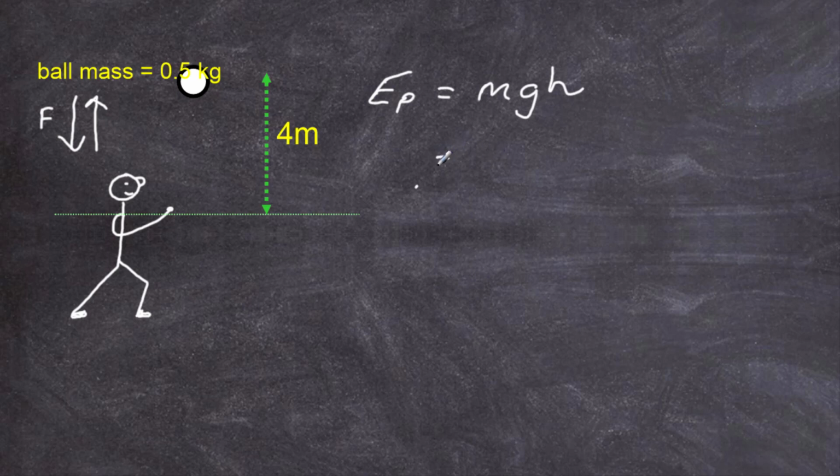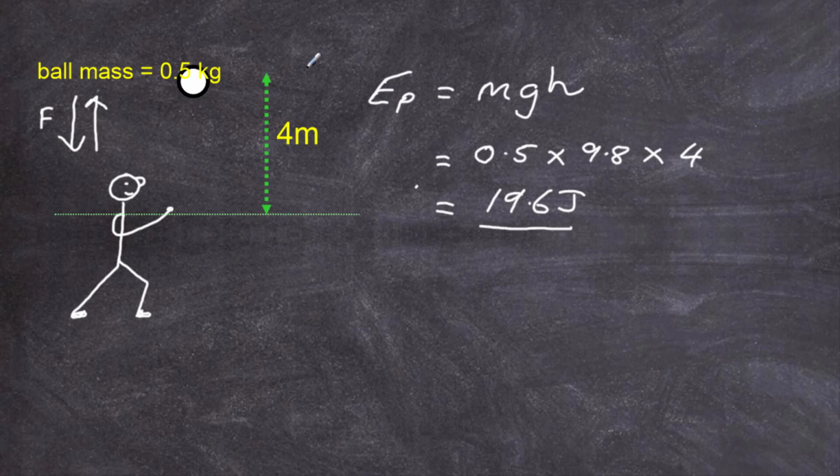So we put in our numbers. The mass of the ball was 0.5 kilograms. The gravitational field strength is 9.8 newtons per kilogram, and the height the ball rose to was 4 meters. So we do that on my calculator, we get an answer of 19.6 joules. So at this position here, the ball has gravitational potential energy of 19.6 joules.